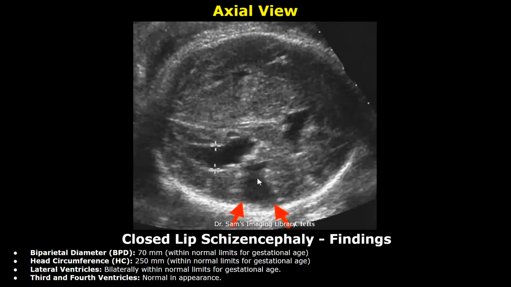These are the findings. The BPD and HC are normal. The lateral ventricles bilaterally are normal. The third and fourth ventricles are also normal.